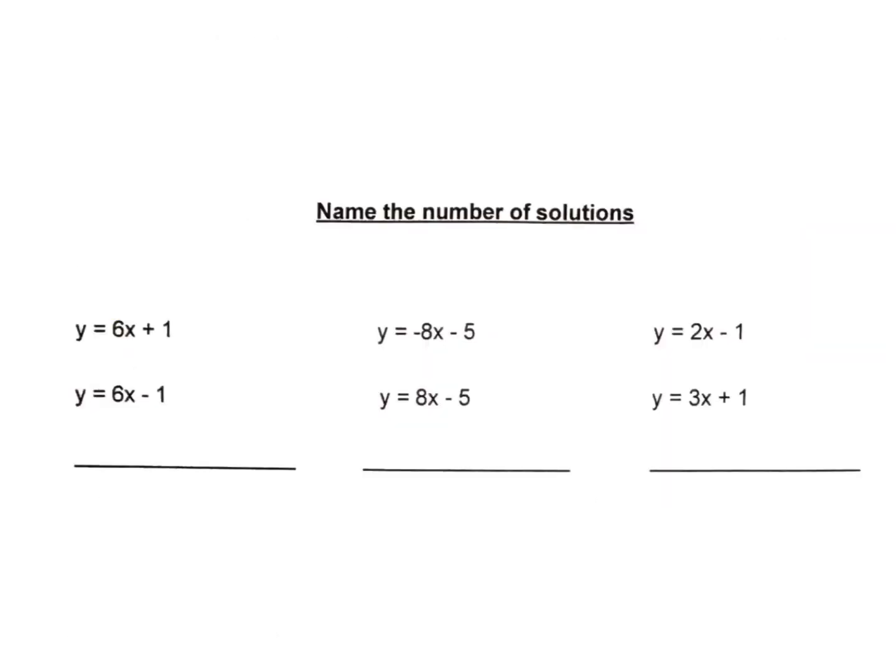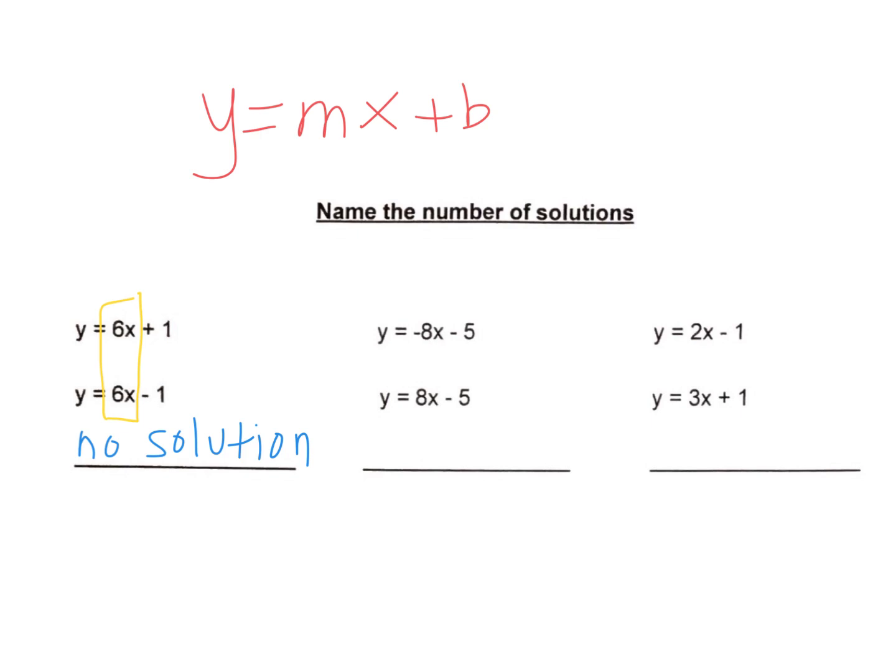Name the number of solutions. Okay, so to look at this, remember our slope-intercept form, y equals mx plus b. I would first check out the slopes. And look at here, these have the same slope, but the intercepts are different. If they have the same slopes but different intercepts, they would be parallel lines, and parallel lines would never cross, so this would be no solutions. No solution.